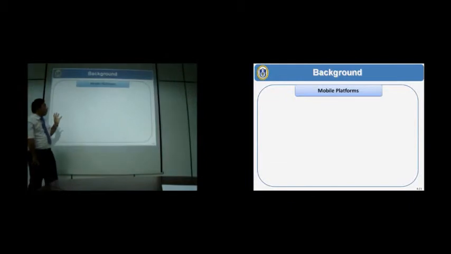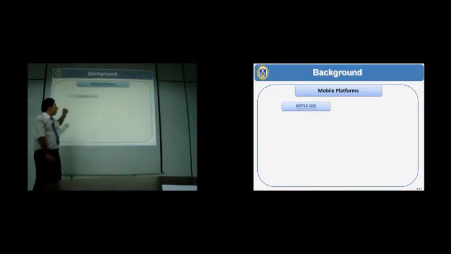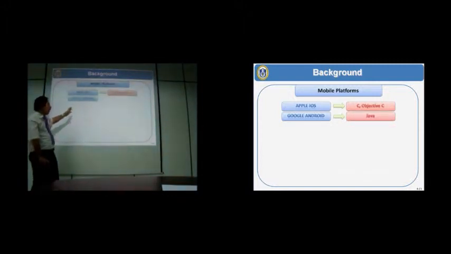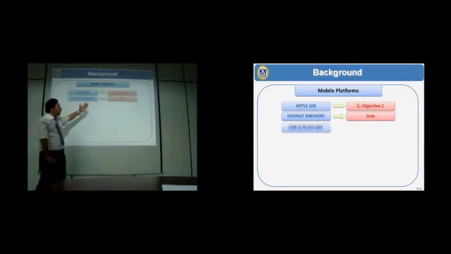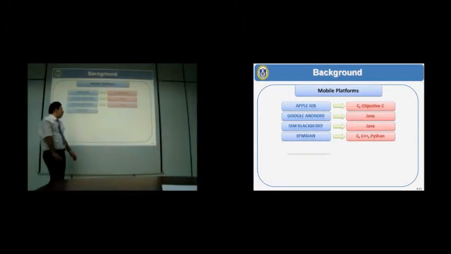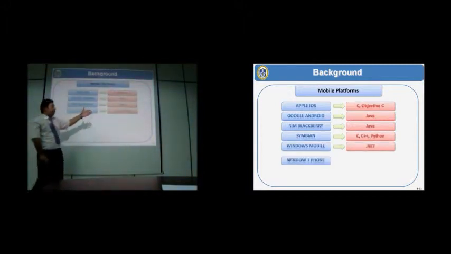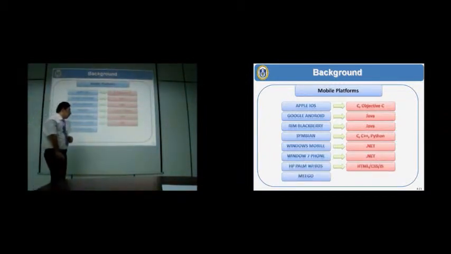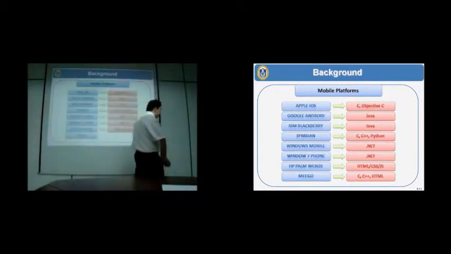So in terms of mobile platforms, we have a number of platforms that the mobile comes with. Let's see, for example, Apple iOS comes with a platform that is based on C or Objective-C. And Android mobiles are based on Java programming. BlackBerry is also based on Java programming. Symbian is based on C, C++, Python, Windows Mobile is based on .NET, and HP is based on HTML and CSS.